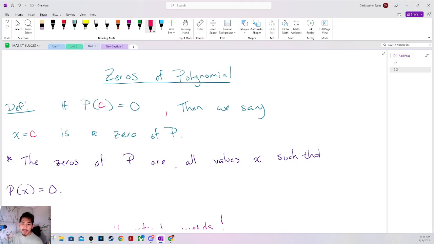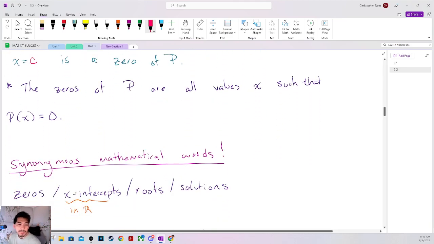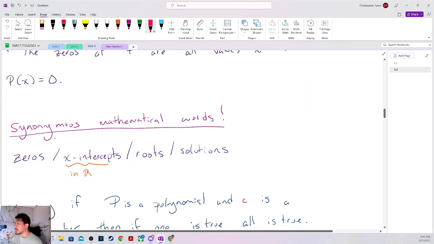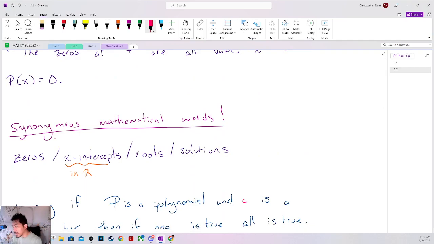So what does that mean? That means it has to be all values of x that satisfy p of x equals 0. If I throw that value inside my function, it spits out a 0. If I throw in an input and it spits out 0, it is called a zero. Do you see the naming? All right. So you need to know these synonymous mathematical words. And this is in particular with real numbers, not necessarily complex. We'll go into that later on, in 3.5 and 1.6.